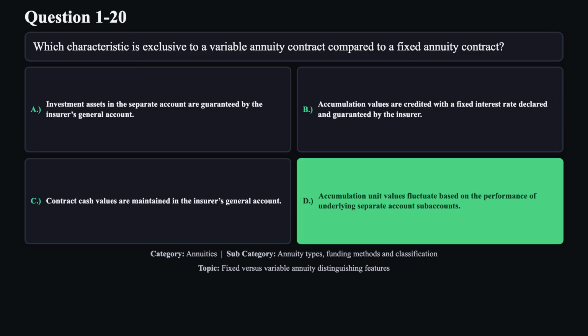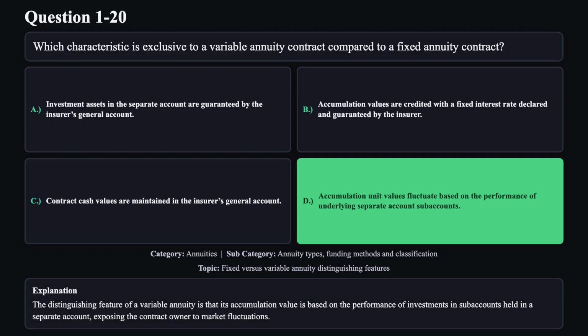The correct answer is D. The distinguishing feature of a variable annuity is that its accumulation value is based on the performance of investments in subaccounts held in a separate account, exposing the contract owner to market fluctuations.